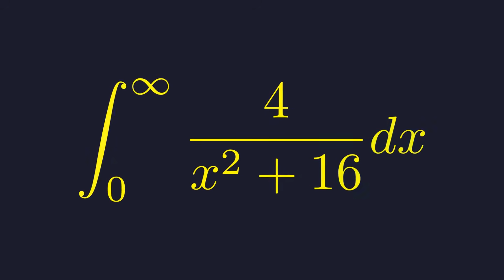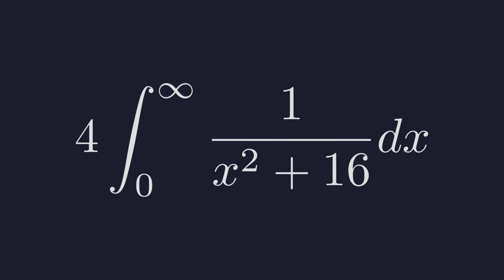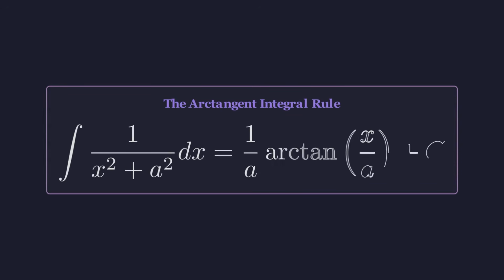The first step in simplifying this expression is to use the constant multiple rule. We can factor the 4 out of the integral. This gives us 4 times the integral of 1 over x squared plus 16. The structure of the remaining integrand is key. The expression inside our integral matches a standard integration formula.